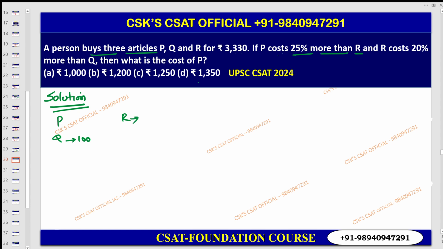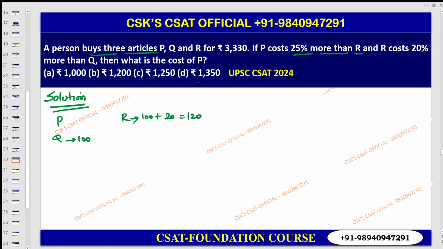R cost here is 20% more. 20% means 20 rupees more. So therefore 20 rupees more here is 120. Listen very carefully, it is not the exact amount, right? So this is nothing but you are able to find out the ratio.